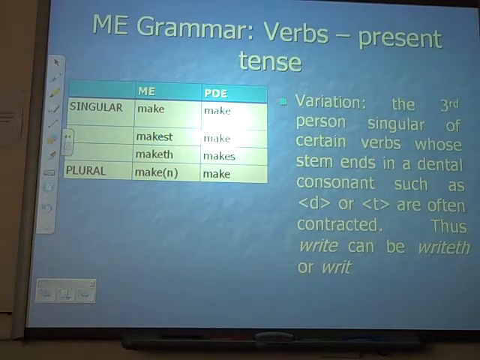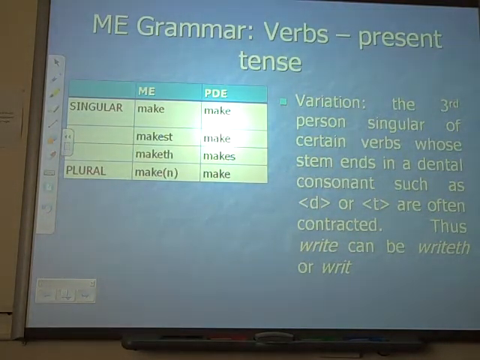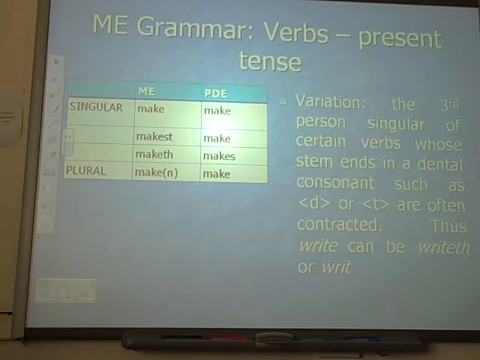Verbs in the present tense, recognizable. So, make, makest, maketh. Although pronounced, obviously, maake, maakest, maaketh. Compared to present day English, make, make, makes. So, I make, thou makest, he, she, it maketh. Plural is make or maken. Which again, if you're writing certain types of discourse, such as poetry, you can use the N ending if you want to make up a syllable.